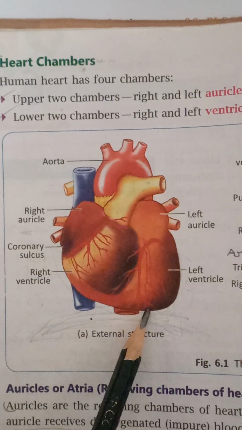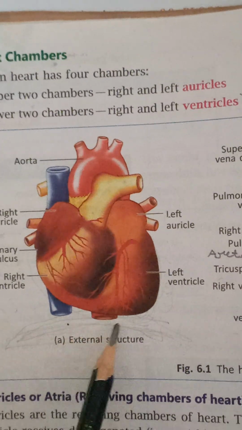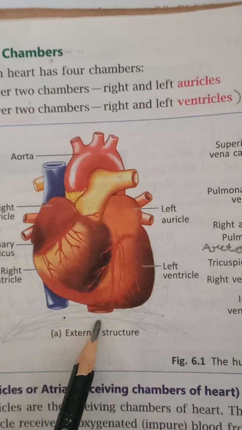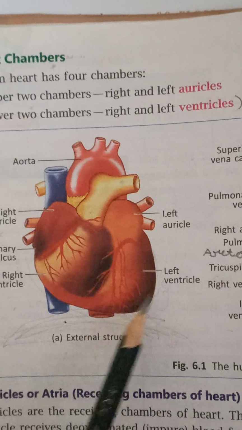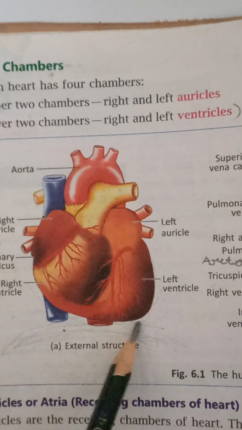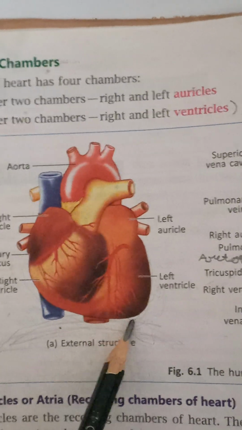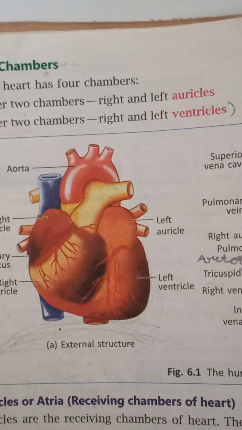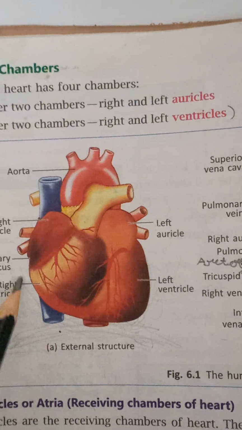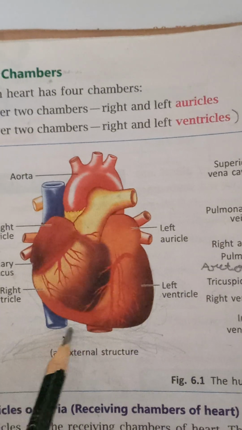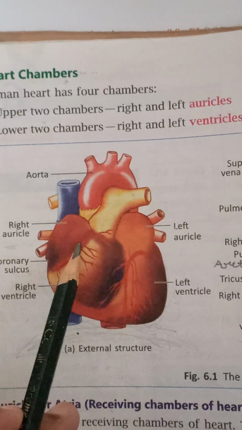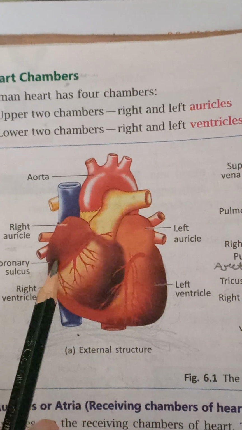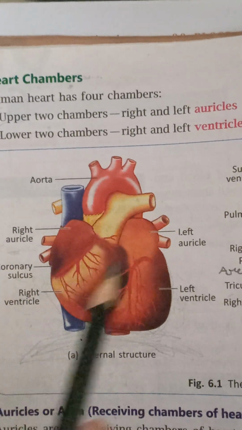This is called the pericardium, and pericardial fluid is present in between the pericardial membranes so as to give protection to the heart from shocks and jerks, and also as it is expanding and contracting during heartbeats. So these two chambers receive blood from various parts of the body, the right auricle and the left auricle.